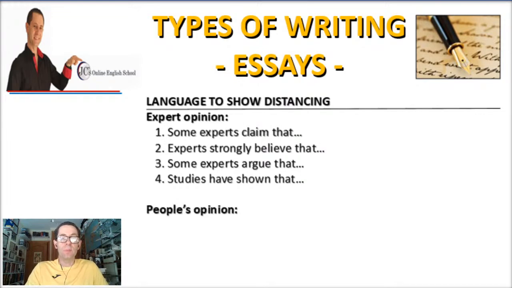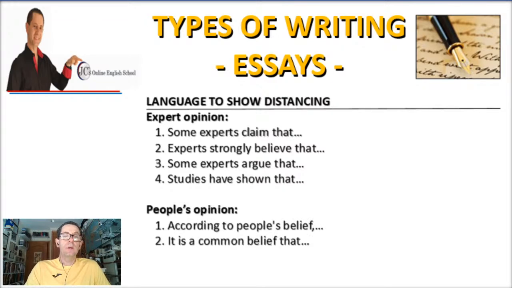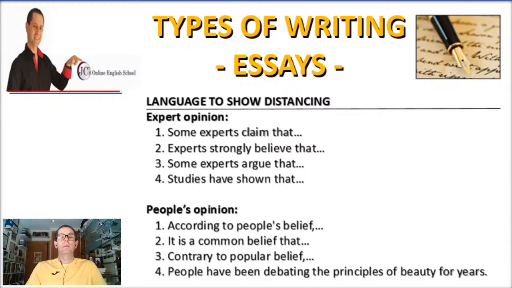Now, in terms of people's opinion, you could say, according to people's belief. Number 2, it is a common belief that, or contrary to popular belief. And the last one, which is a little longer, people have been debating the principles of beauty for years, okay? So again, you can use expert opinion or you can use people's opinion, whether you agree or disagree, doesn't matter, okay? But try to keep it neutral as much as possible, okay? Unless in the essay, they're asking you for your personal opinion. Of course, if it is your personal opinion, it's a different story.